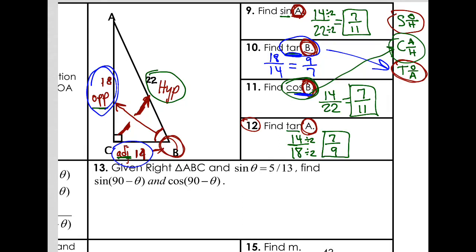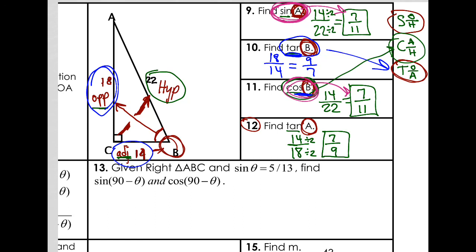So something to note that we've talked about before is that the sine of one acute angle is going to, see how it's 7/11? It's going to equal the cosine of the other angle. See how that's also 7/11? So it's always the sine of one angle is equal to the cosine of the other angle. Those are going to be equal.